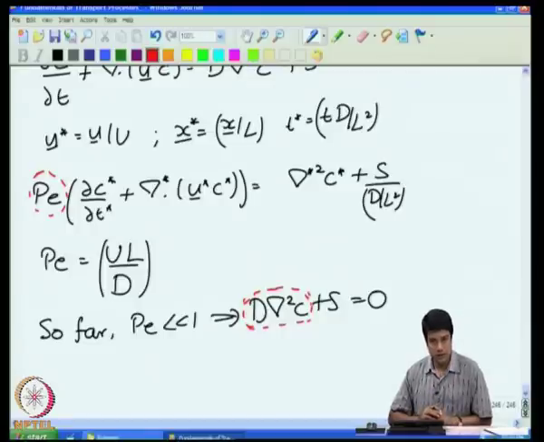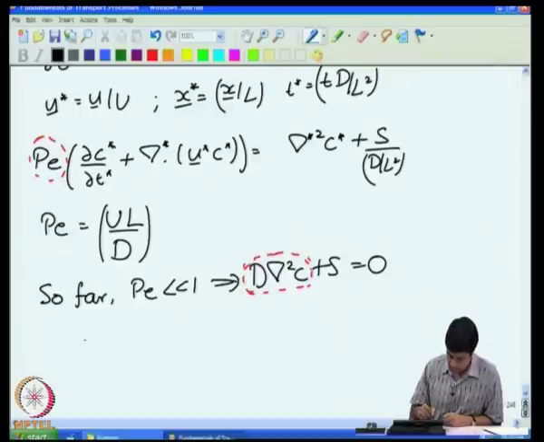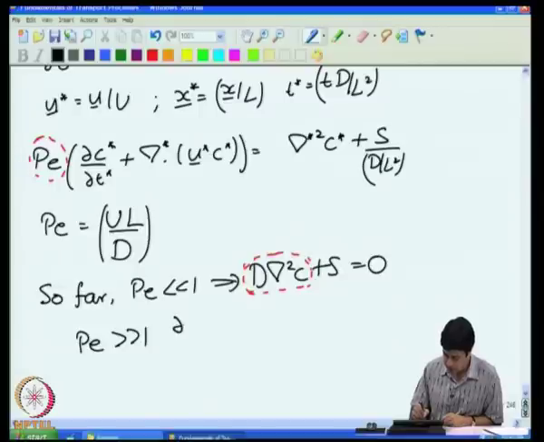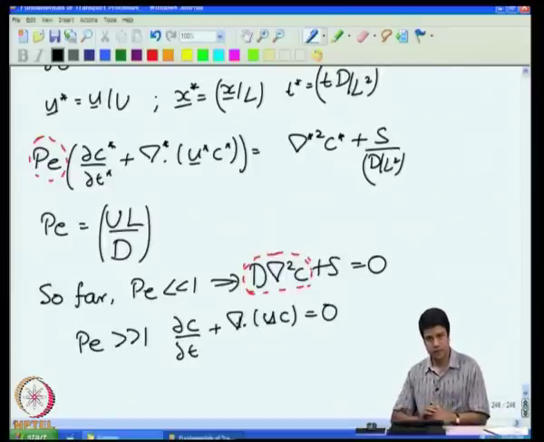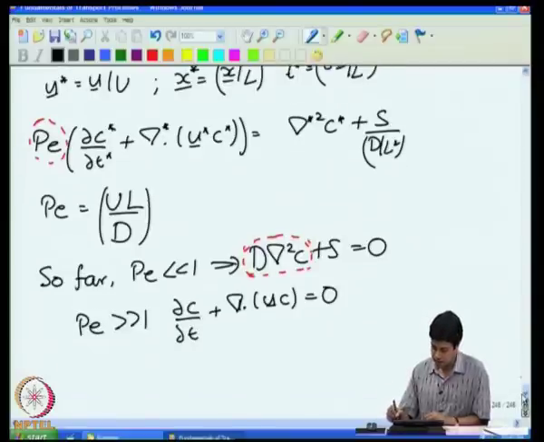Here, we are going to start looking at the opposite limit, where the Peclet number is large compared to 1. Simplistically, you would think that we can just go ahead and solve it by using the equation dc by dt plus divergence of uc is equal to 0. However, that is not so, and I will try to explain to you why that is not so by considering first the simplest case, which is the flow past a flat plate.